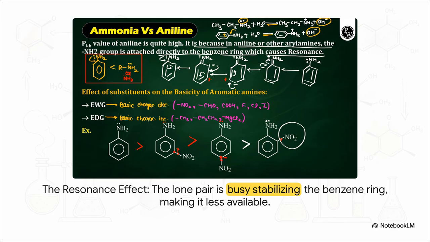And finally, we've got the resonance effect. And this is a huge deal for aromatic amines. So in a molecule like aniline, that lone pair of electrons isn't just sitting there on the nitrogen. No way. It's actually being shared all around the entire benzene ring to make the whole molecule more stable. And because that lone pair is so busy being part of this resonance, it's just not available to go grab a proton. This is the big reason why aromatic amines are so much weaker as bases than their aliphatic cousins.